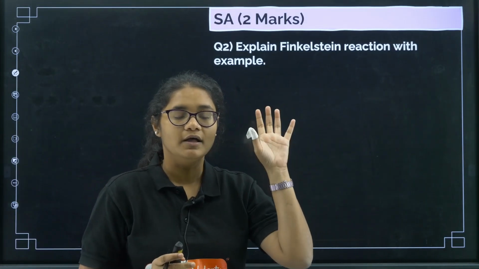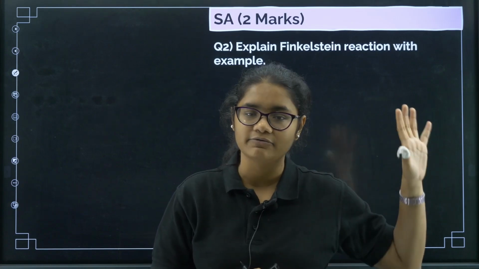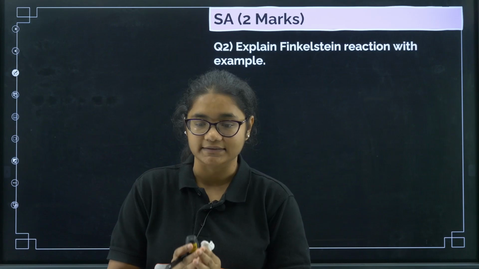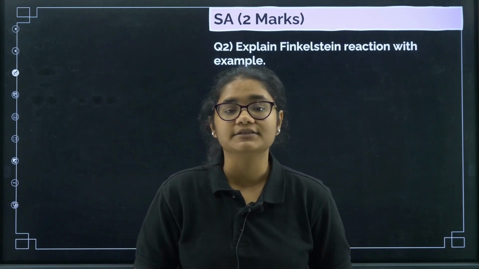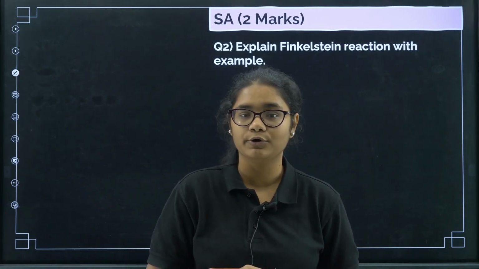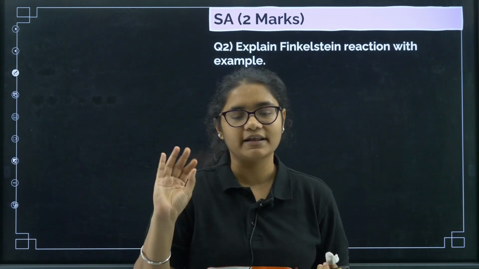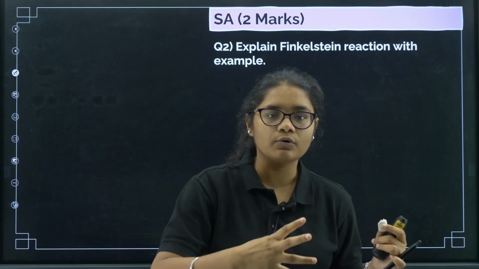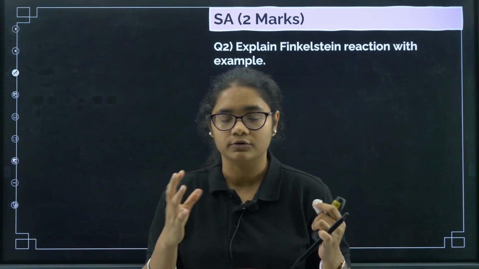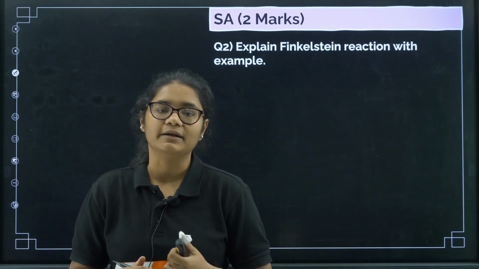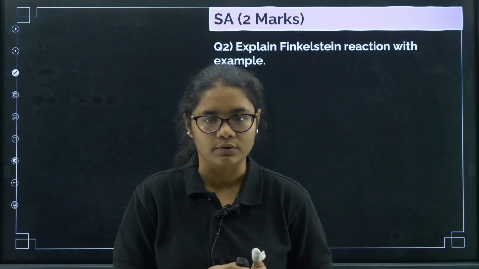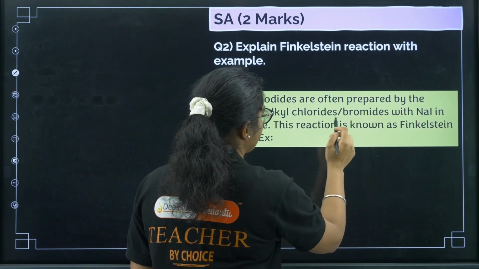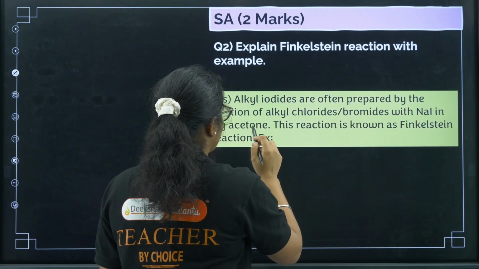Okay, so these are from the methods, you know, halogen exchange method. From that the questions have been taken. So explain Finkelstein reaction with example. Again, Finkelstein reaction is for the preparation of iodoalkanes, right? Similarly, the basic definition you can write down: iodoalkanes can be prepared by reacting chloroalkanes or bromoalkanes in presence of NaI in dry acetone. Okay, so that is what you can write. Alkyl iodides can be prepared by the reaction of alkyl chlorides or bromides with NaI in dry acetone.